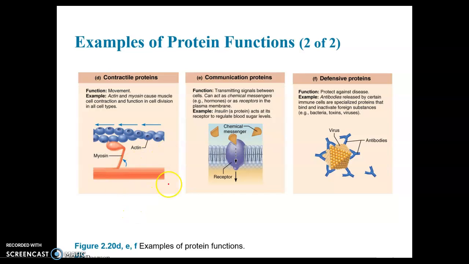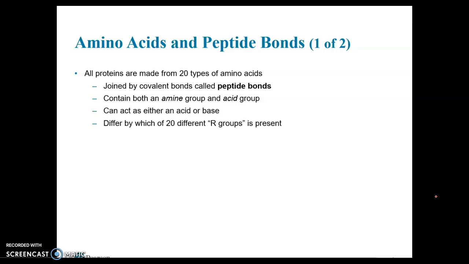There are contractile proteins. The most important of these are actin and myosin in our muscles. Communication proteins, chemical messengers. A lot of times these can be hormones like insulin. This example is using insulin for the example. Antibodies, also called immunoglobulins. Antibodies are defensive proteins. So the covalent bonds that hold amino acids together are called peptide bonds. There are 20 total different amino acids.